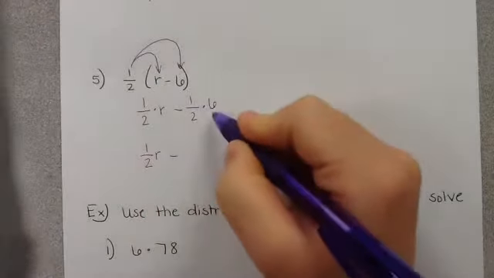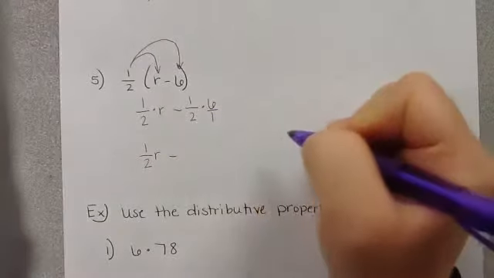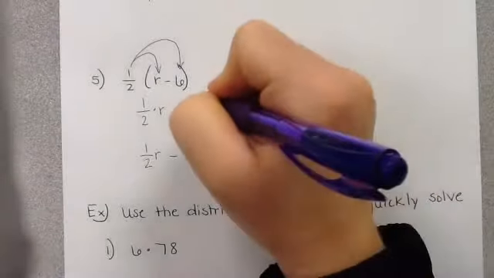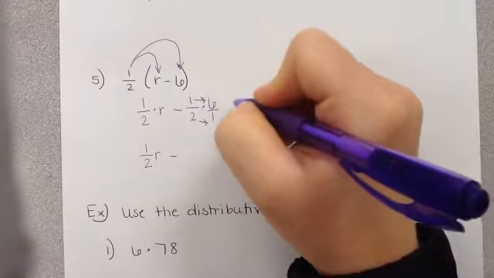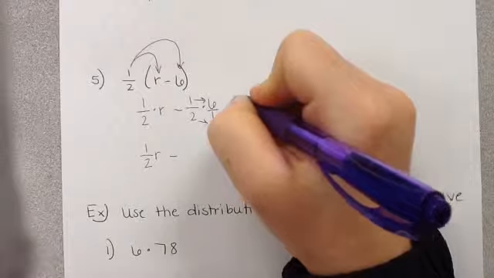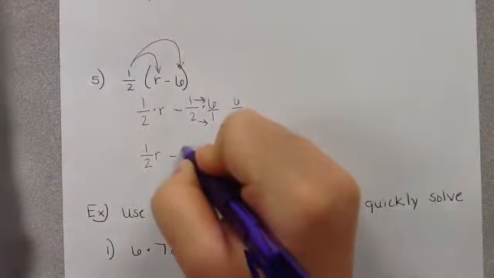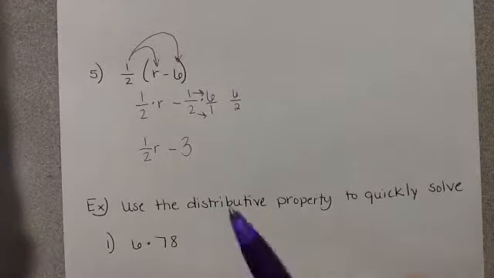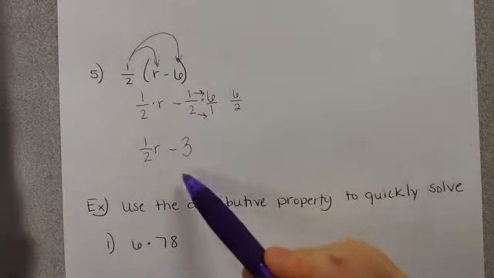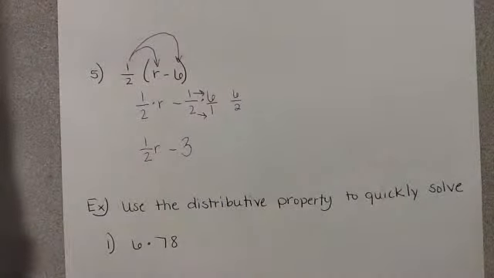Minus, and what's under the 6? A 1. And how do we multiply fractions? Straight across the top, straight across the bottom. I get 6 over 2. 6 divided by 2 is 3. So send that 1/2 to both terms and simplify. Can these two pieces go together? No. One has an r, one does not.